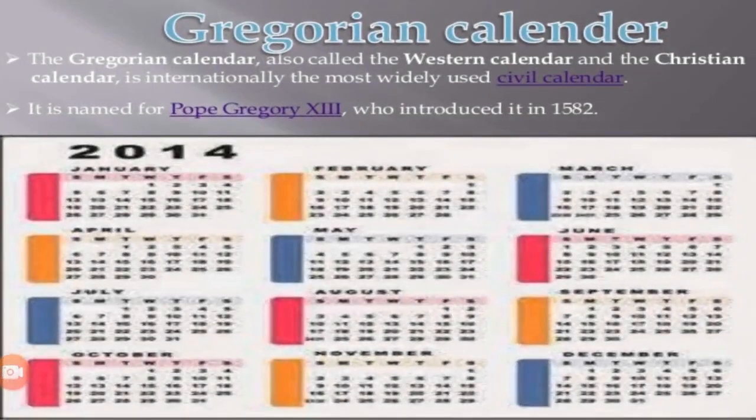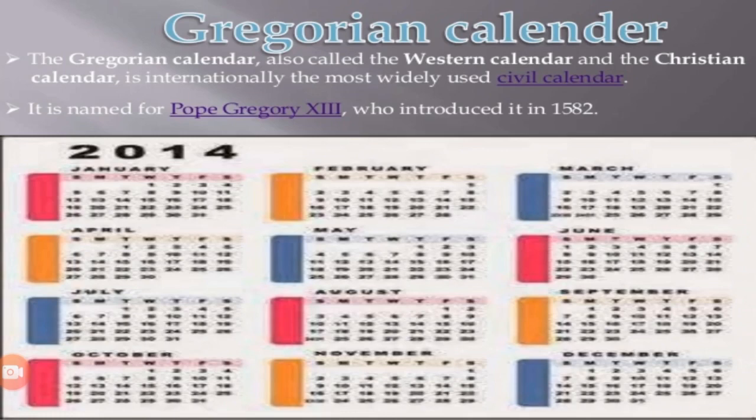Well, guys, here is the Gregorian calendar. The Gregorian calendar is also known as the Western calendar, Christian calendar, or English calendar, and definitely a solar calendar. Guys, it is used internationally, mostly in different parts of the world. And this is known as a civil calendar.